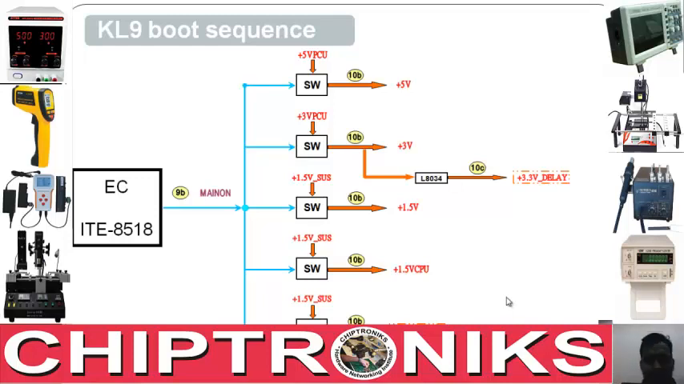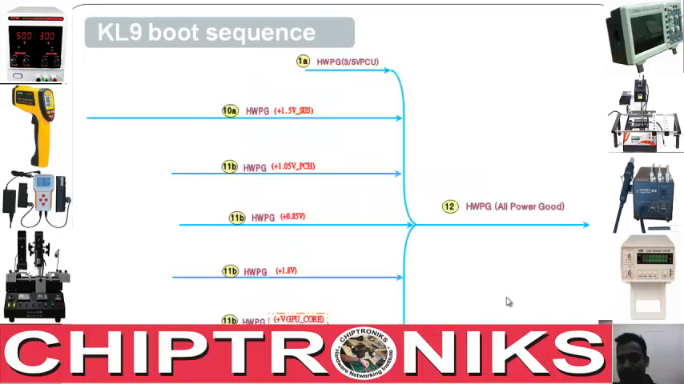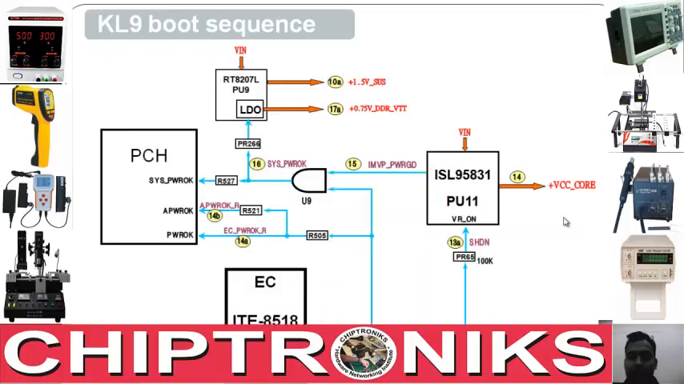I'm covering this fast because I'm just giving an idea of how these power sequences work, how various powers in the notebook motherboard are getting opened in stages. They're not getting opened instantly. They're getting opened in stages. And here you see all the power goods generated by the various regulators are combined together to issue an HPWRGD, and we call it all power good, and this all power good is going to the embedded controller.